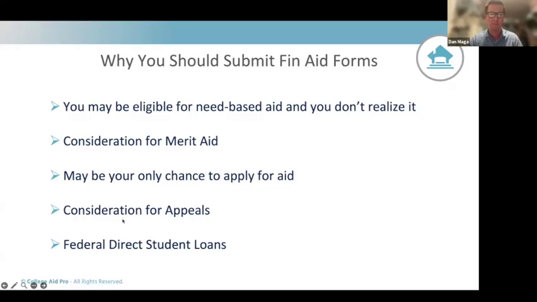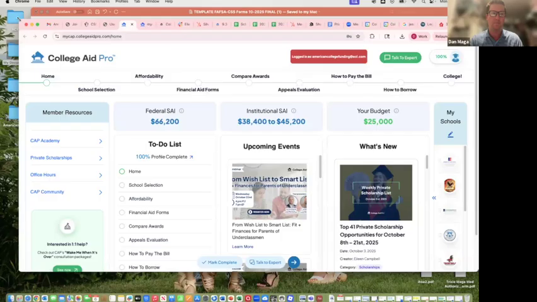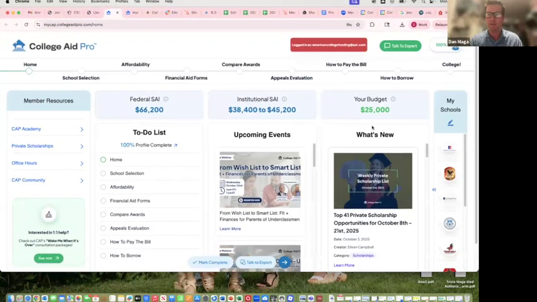Now, I'm going to hop into the software real quick just to give you a quick preview of how the MyCap software works if you haven't set that up already. So hopefully, can you see my screen okay?